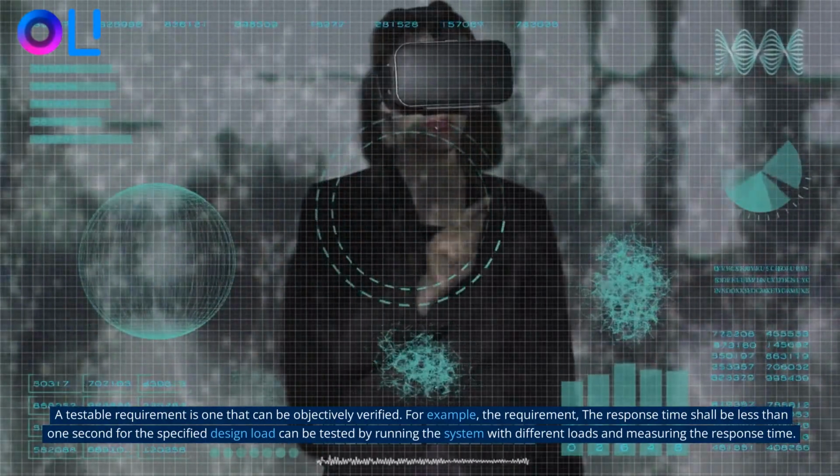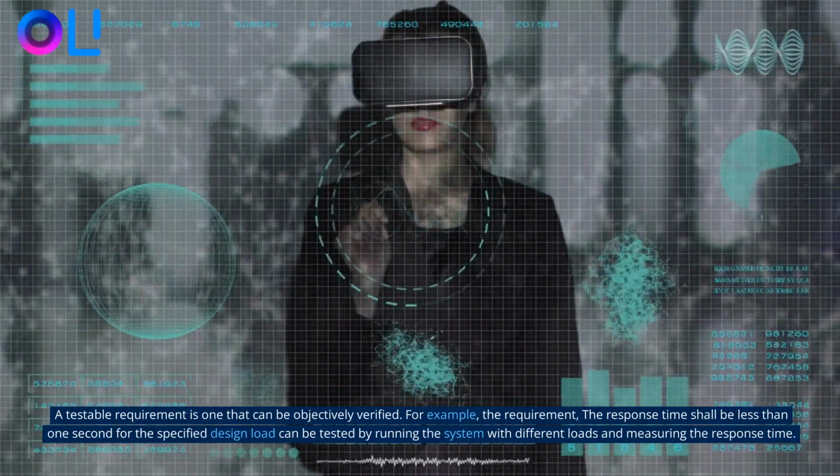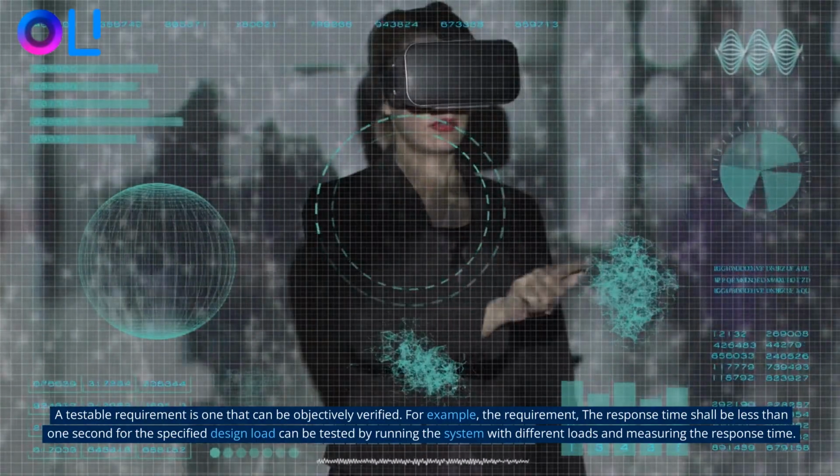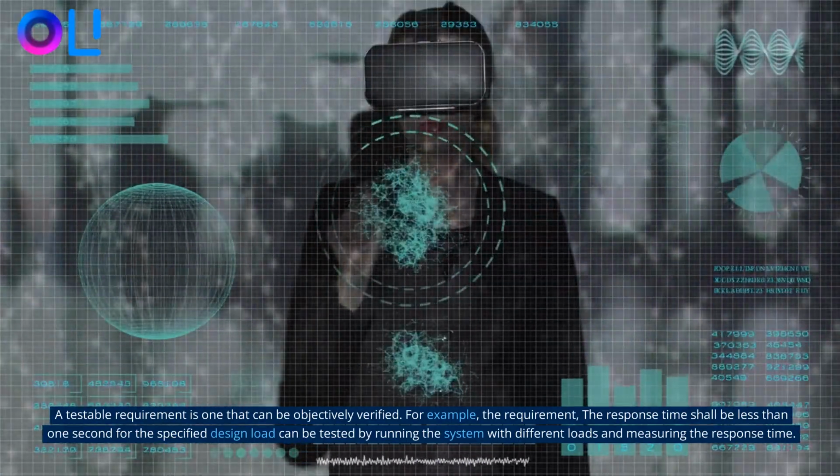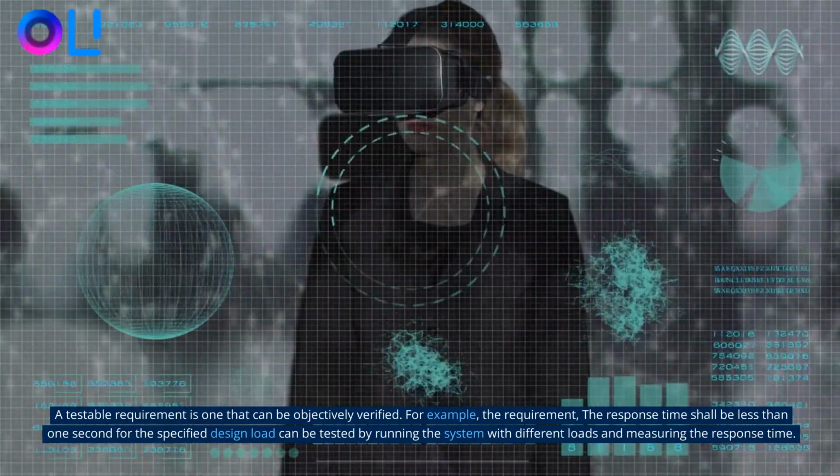A testable requirement is one that can be objectively verified. For example, the requirement "the response time shall be less than 1 second for the specified design load" can be tested by running the system with different loads and measuring the response time.